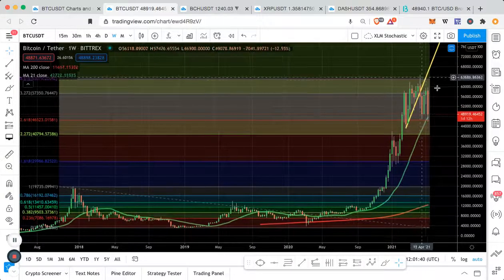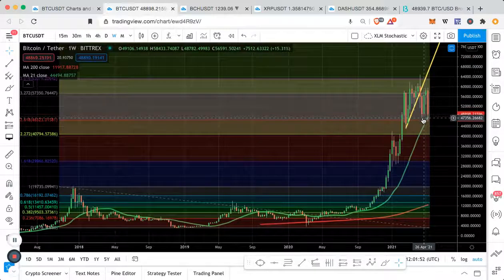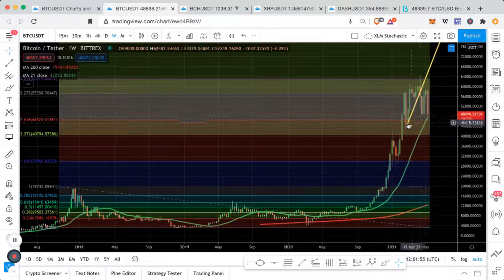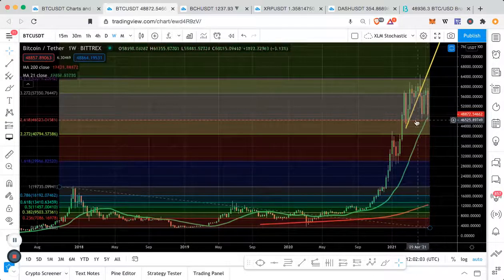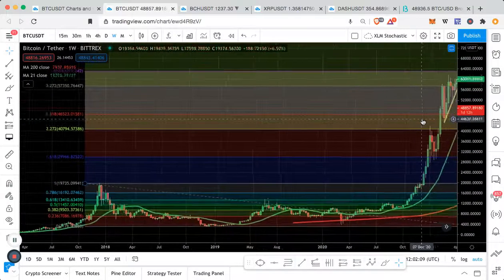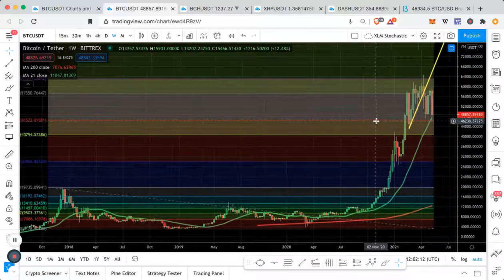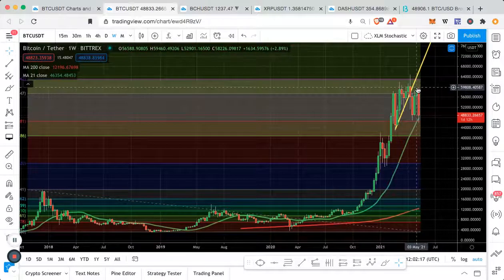Okay, so we broke down through this support line, and of course we came back up, hit resistance, which was confirmation that we were going further down. So we came back down, but we stayed above this previous rejection zone of between 44,000 and 47,000. We bounced right off of the 47,000 level, which was on the 2.618. We made a move back up again, only to be rejected again by this area.